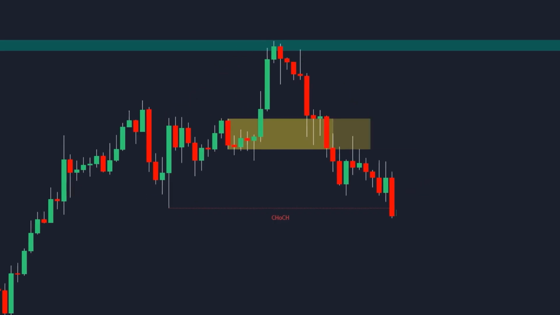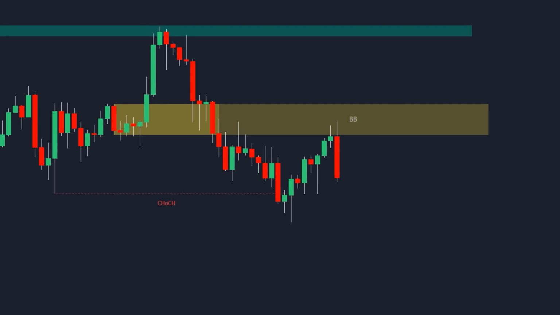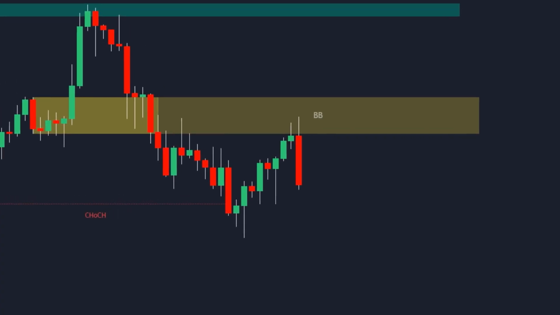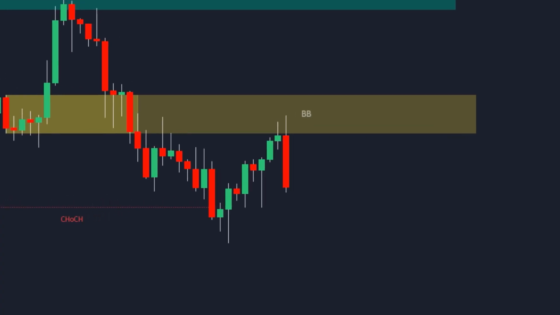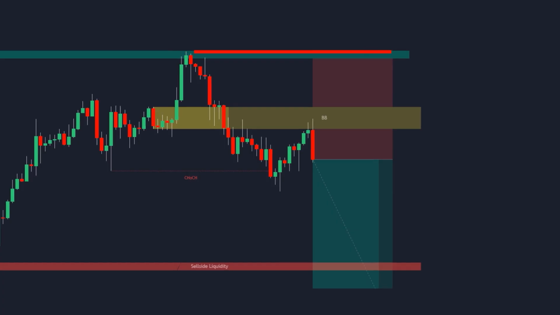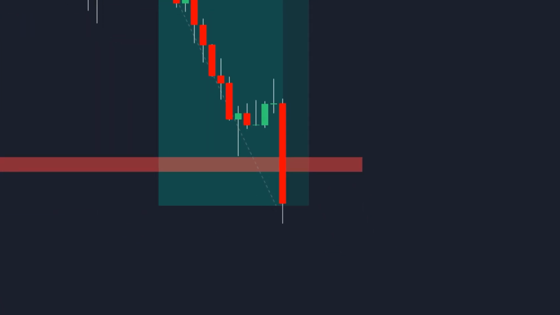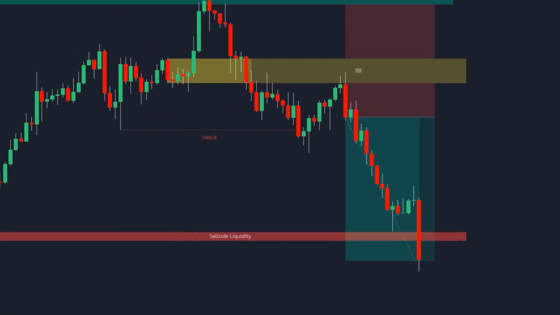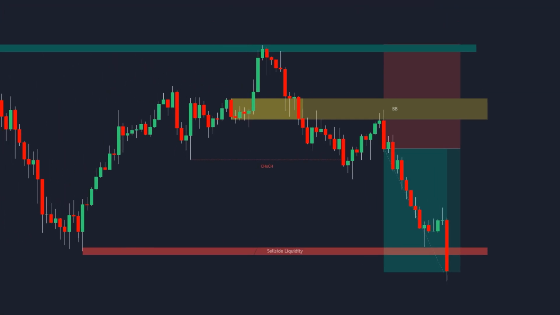After the market shift, wait for price to pull back into a breaker block or fair value gap that formed right after the sweep. That's your entry zone. Look for a big red candle or a long upper wick at those areas and open your short position. Set your stop right above the recent high and target the next sell side liquidity zone. And that's the short setup. Now you're fully equipped with the ultimate step-by-step buy and sell setup to trade liquidity sweeps like smart money.